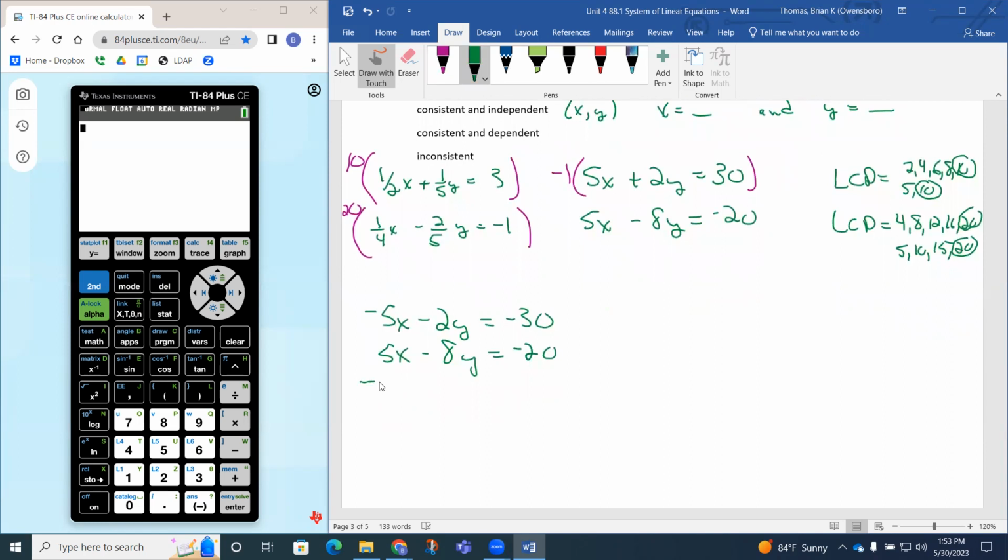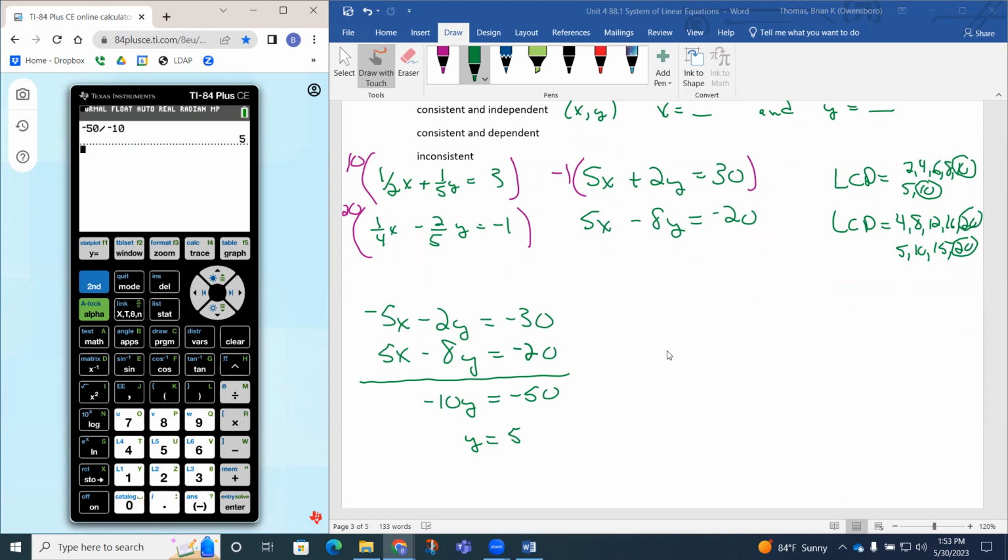So when I add these together now, the addition method, notice that the -5x and 5x will zero out. That leaves me -10y is equal to -50. So if we divide both sides by -10, we get y equals 5. So -50 divided by -10 does give me a +5.